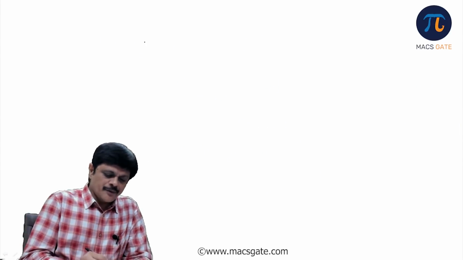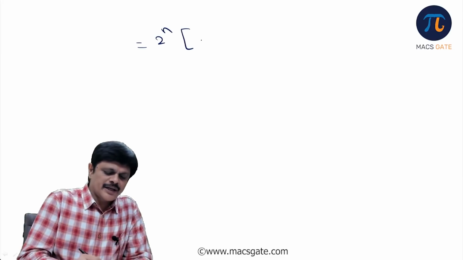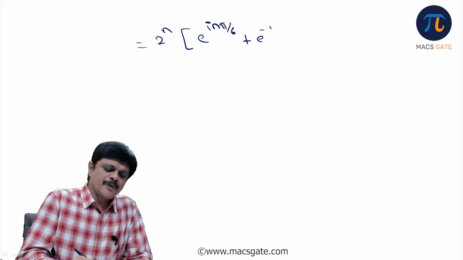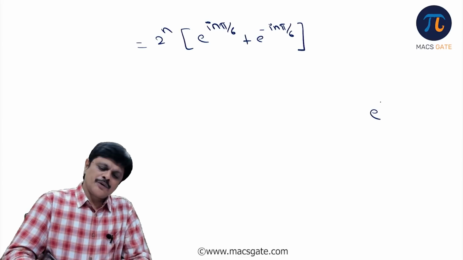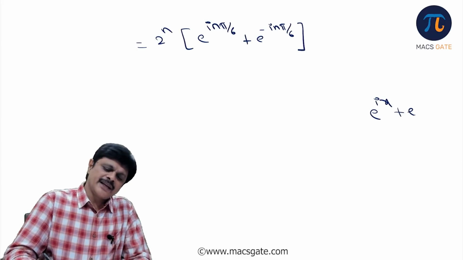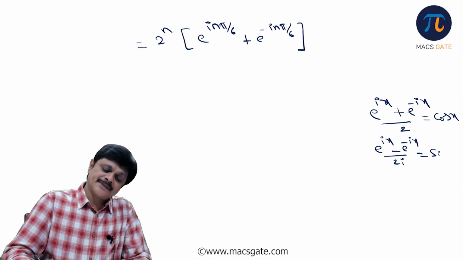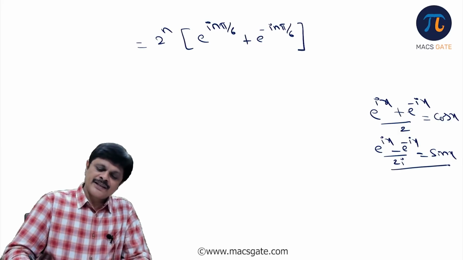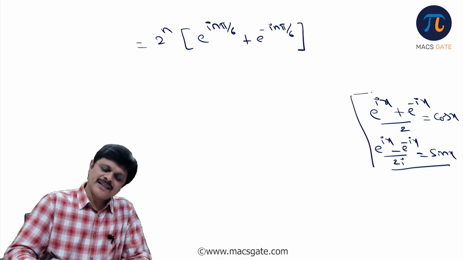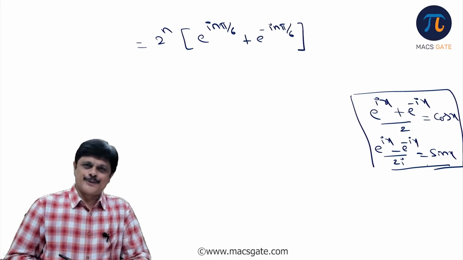So what we can do, we can take 2 power n common, so that you get e power i n pi by 6 plus e power minus i n pi by 6. If you do not know this formula, please note down: e power ix plus e power minus ix by 2 is cos x, and e power ix minus e power minus ix by 2i is sin x. We don't need this here, but for completeness we can practice that also.